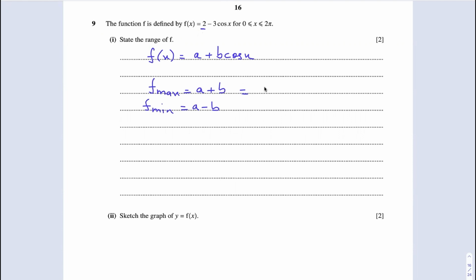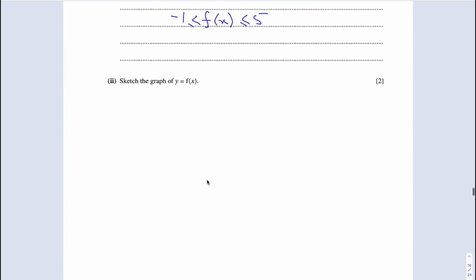So a is equal to 2 and b is equal to 3. We'll not take the minus 3 as it is the amplitude, so it will be 3 units above. So this will be 2 plus 3, which is 5. And the minimum value would be 2 minus 3, which is minus 1. So f of x is greater than or equal to minus 1 and less than or equal to 5. Part 2, we have to sketch the graph of y is equal to f of x. So we already know that the minimum value is minus 1 and the maximum value is 5.